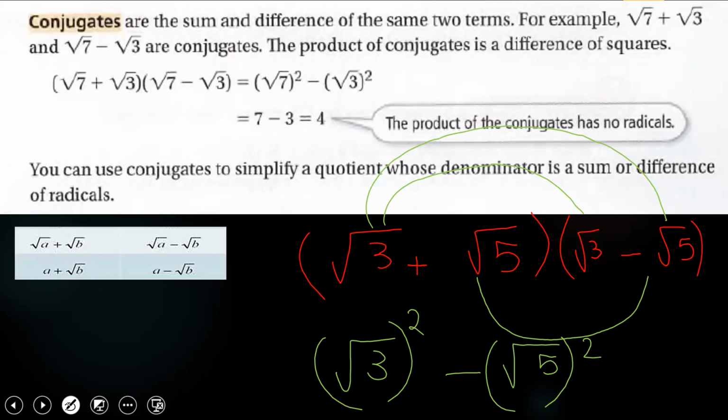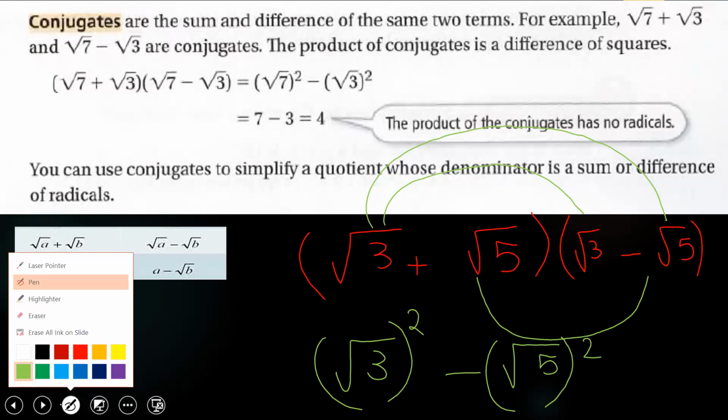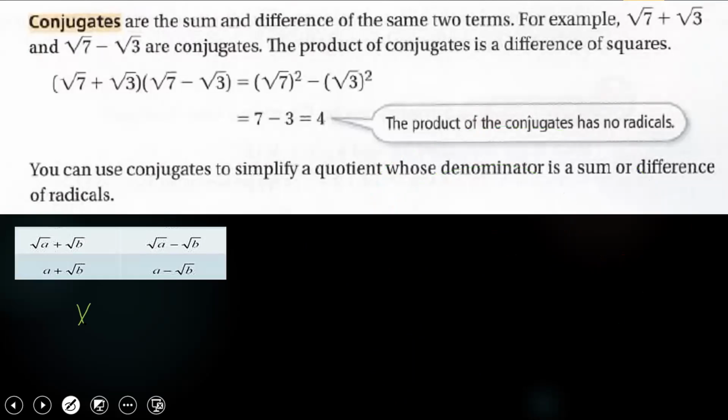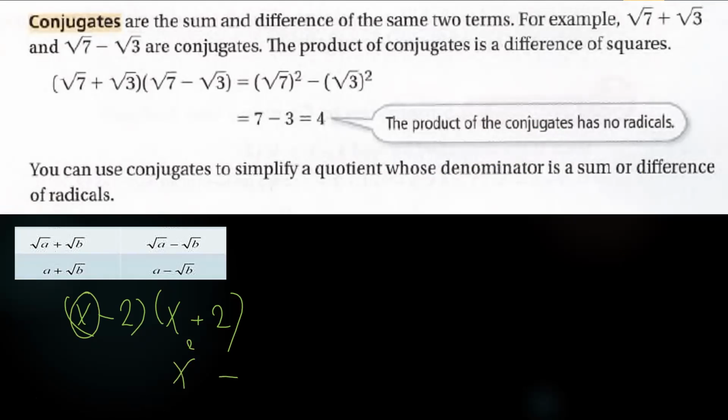Do you remember when we had x minus 2 times x plus 2? What do we call this type of product? Sum and difference. Exactly. So what we have to do, we take the first number, square it, minus the square of the second number, which is 4. So it will be x squared minus 4.